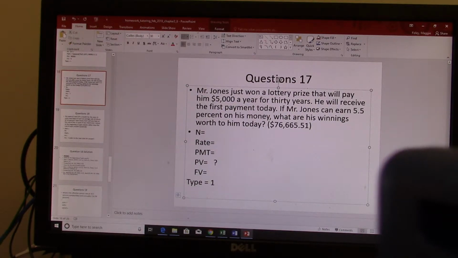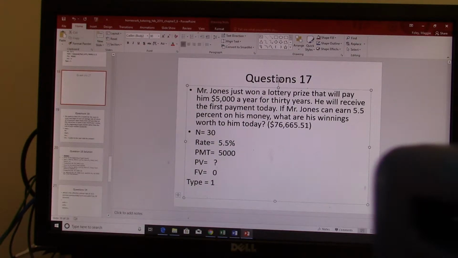So this is 30 years and 5.5%, and the payment is $5,000. As for future value, the lottery will pay him $5,000 a year, and the last payment is just $5,000. Besides this, there's no additional money going into this account, so its future value is 0.